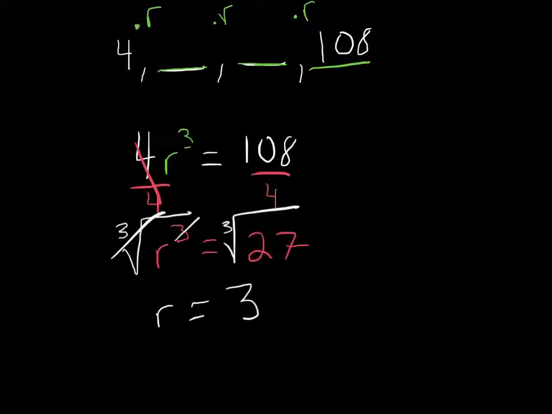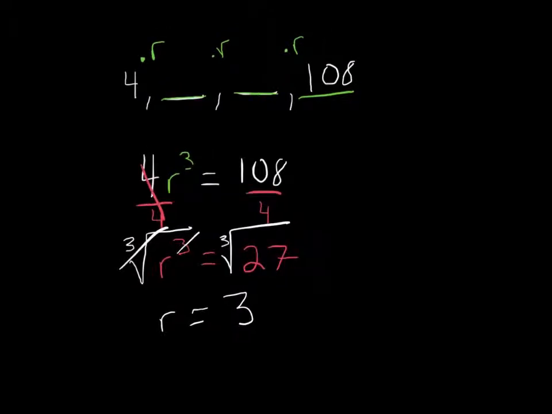And so now let's look at this. Go back up to the sequence. 4 times 3, the common ratio, gives us 12. 12 times 3 is 36. And does 36 times 3 equal 108? Yes, it does, so there's your check. So we got that answer, and that's all fine and dandy.